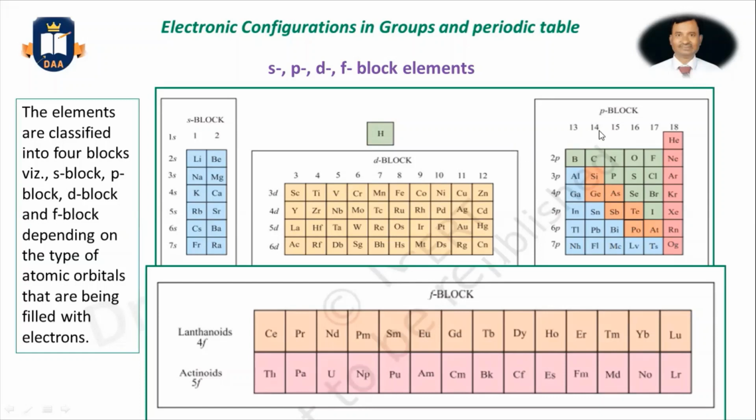Groups 13, 14, 15, 16, 17, 18 all belong to the P block elements. And D block elements consist of the groups 3, 4, 5, 6, 7, 8, 9, 10, 11, 12. And in a separate table, the F block elements are there. We know from our previous class discussion that those are the lanthanoids and actinoids.